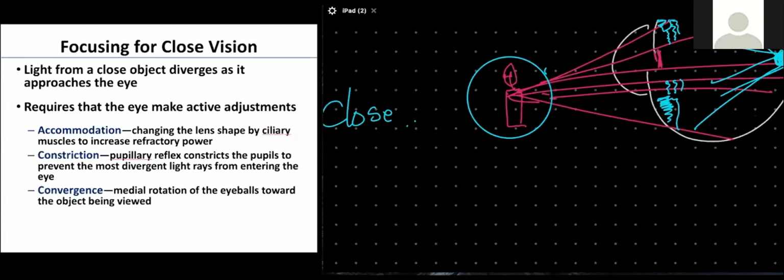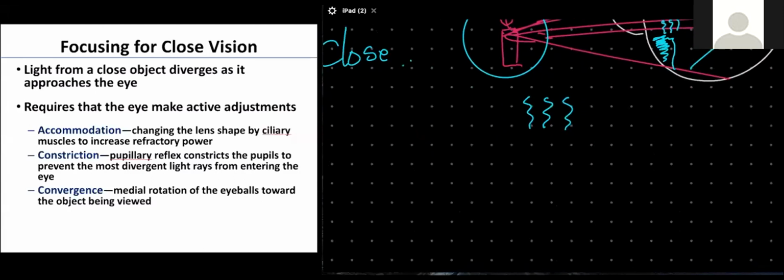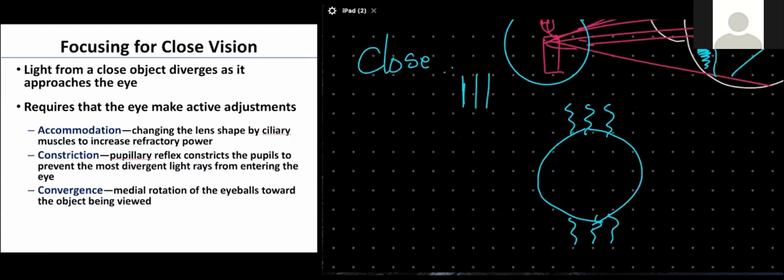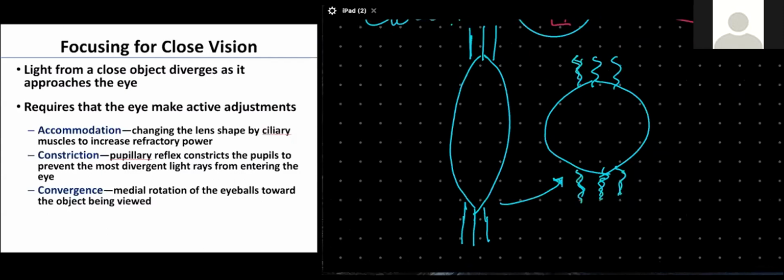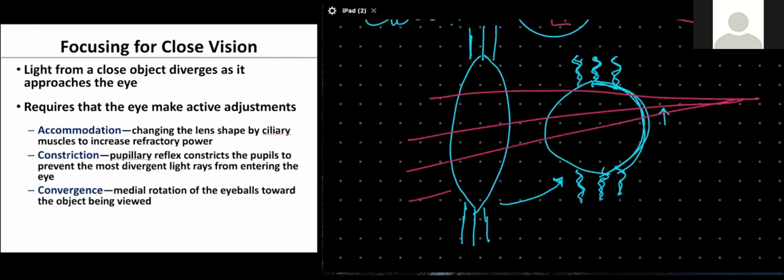And when I relax those suspensory ligaments, the lens is going to become more convex. So if I am pulling the suspensory ligaments like this, the lens is going to be stretched and it's going to be less convex. In a close vision, I will be relaxing those suspensory ligaments. And as I relax those suspensory ligaments, what's going to happen to the curvature of my lens? It's going to be increased. You increase the curvature and thus the convergence power. So now I have better convergence than before.